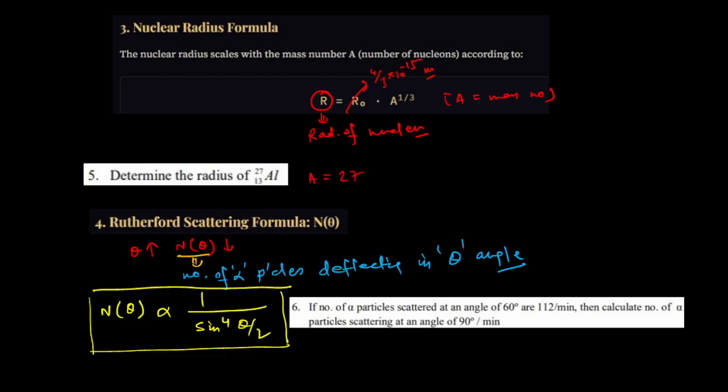Adit, are you there? Yes, I'm trying. So can you just read it? Yeah. 1 by sine to the power 4. Okay, let me read the question. I asked you to read the question, you did not.